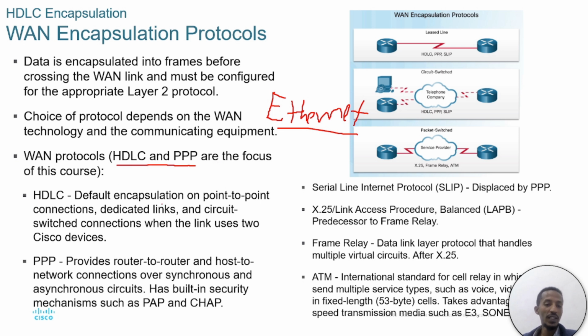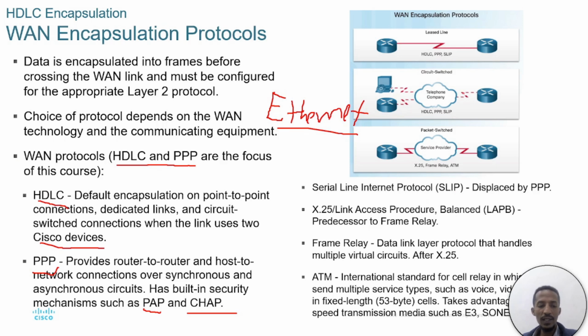So the HDLC is the default encapsulation protocol, especially whenever you have the Cisco device. If you have the Cisco device, it's used by the what? HDLC. If you have other devices, then you need to use the point-to-point or PPP protocols. So whenever over synchronous and asynchronous circuits, it can support PAP and CHAP. So these are the authentication mechanisms which can be used. And also there used to be SLIP previously, that is the serial line internet protocol.